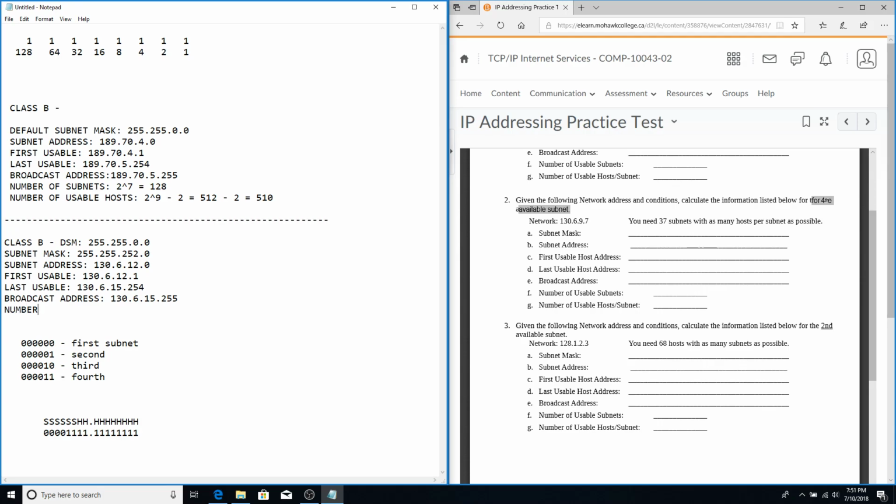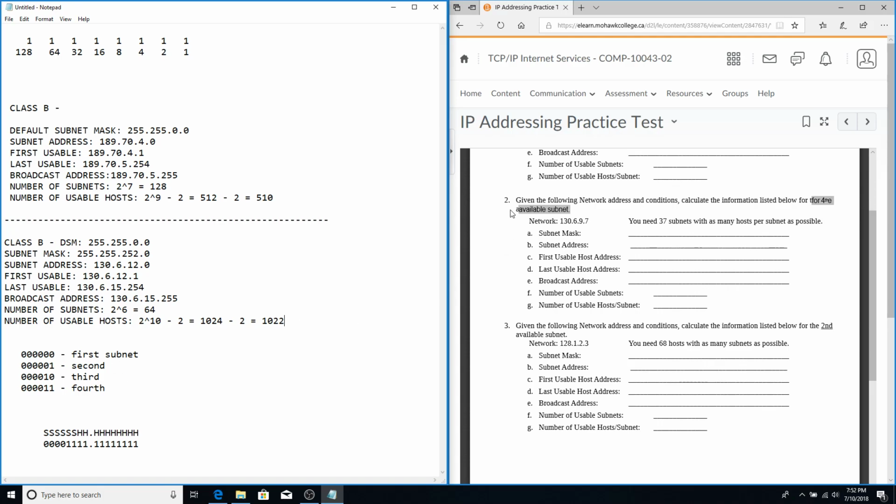Simple enough. Number of subnets. Well, how many subnet bits do we have? We had 2 to the power of 6. So that's going to equal 64. Number of usable hosts. In this case, we had 10 host bits, because we had 8 here, 9, 10. And you can write that down. I know it off the top of my head because I've done this so many times. 2 to the power of 10 is 1024. But remember, we do have to take away 2, so it's actually 1022. And that's it. So that is how you figure out the second question.